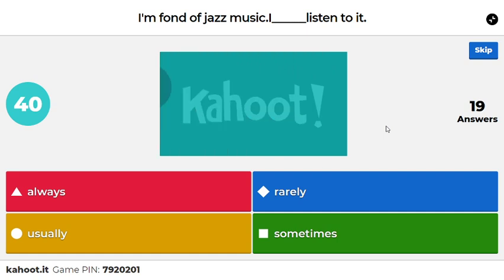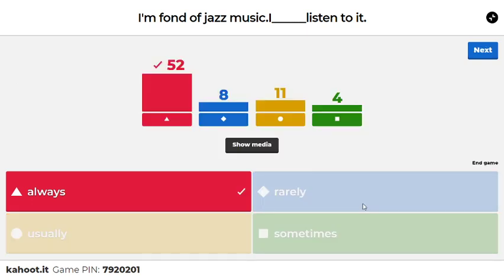I'm fond of jazz music. I blah blah blah listen to it. Is it always? Is it rarely? Is it usually? Or is it sometimes? Hit the correct button. Hurry up! Last 5 seconds. Yeah, it starts with an easy question, but afterwards you may have problems. I'm fond of jazz music. That means I love jazz music. And the correct answer is always, and 52 people knew the correct answer.